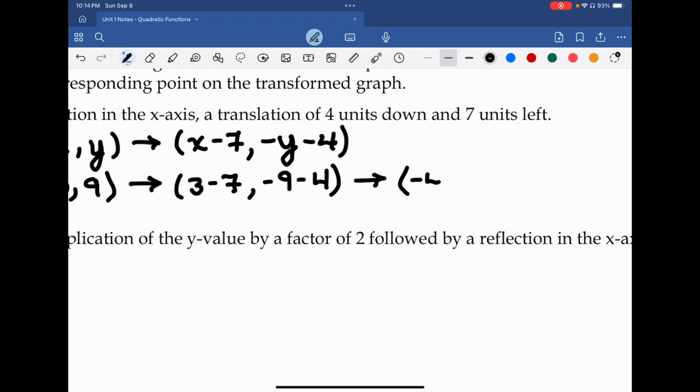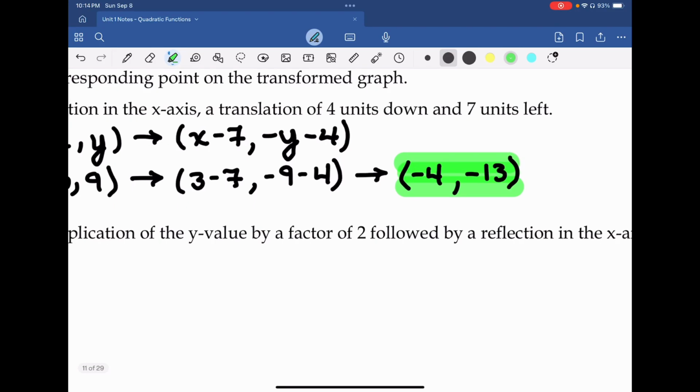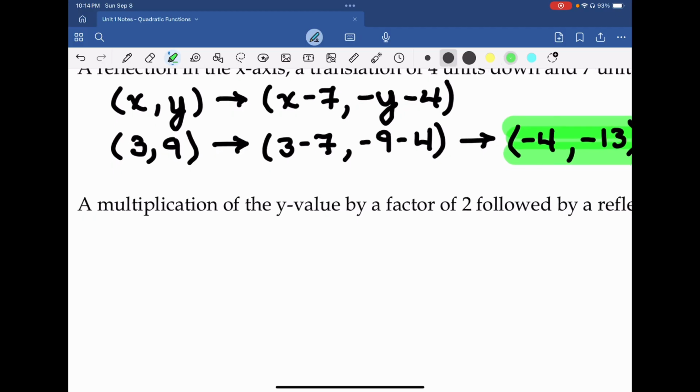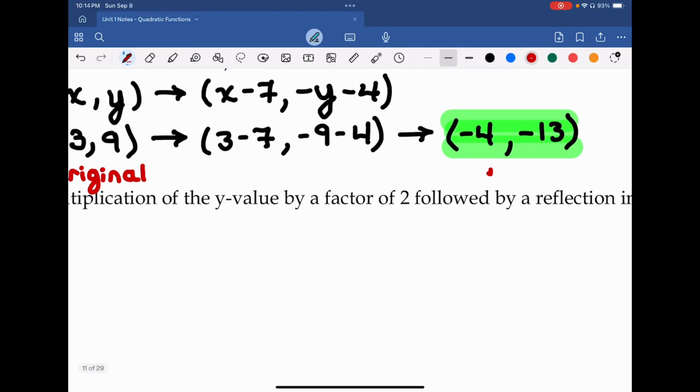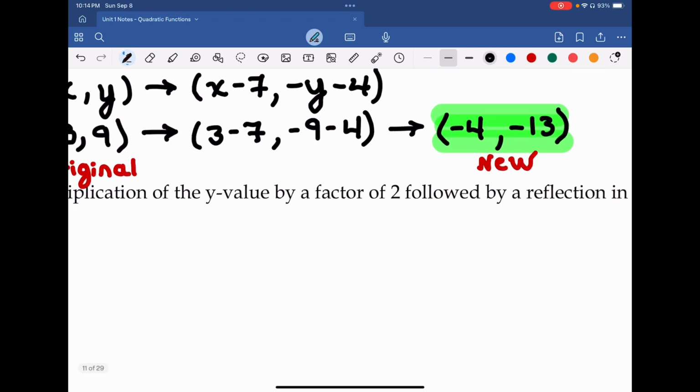In the first point, the x is going to be negative 4. In terms of the y, it's going to be negative 9 minus 4. Negative 9 minus 4 is negative 13. Close the bracket. There's the corresponding point of where it's been transformed to. Perfect. Now, if we really wanted to, we could annotate this in the notes. So we could say this is our original, and then this is the new. You don't have to put that in there, but that might help you track where we started and where we went to.